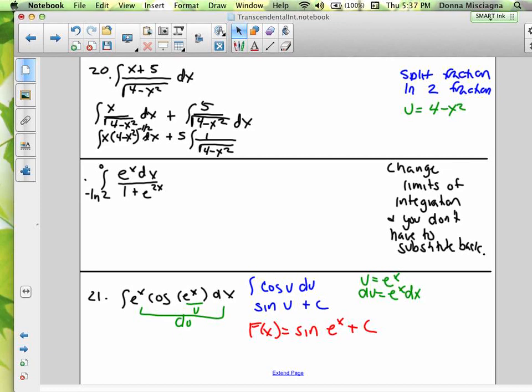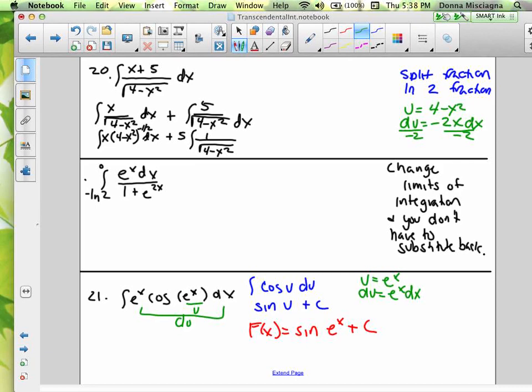Then du is negative 2x dx. We've got the x, but not the negative 2, so just divide by negative 2. So negative 1/2 du equals x dx. This will be replaced with a negative 1/2 du, and this will be replaced with a u, and the exponent stays. The other one is good.